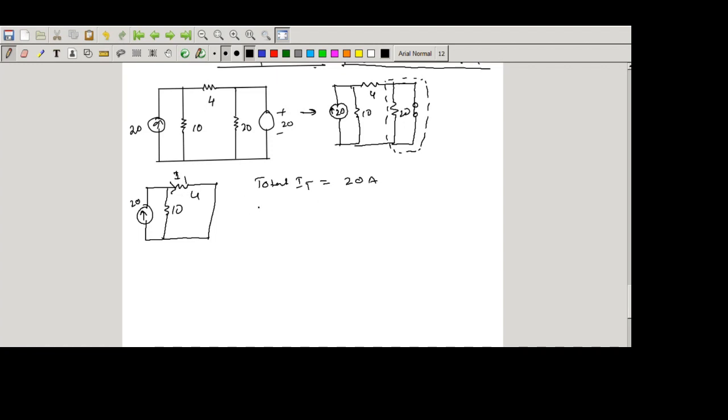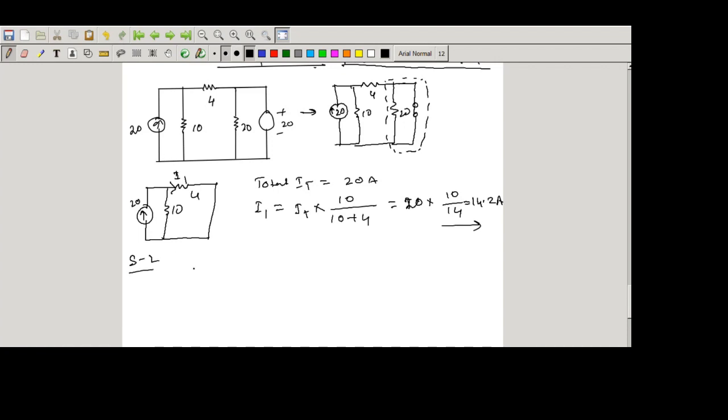Now we calculate I1 equal to total current IT into the opposite branch resistance, here 10, divided by the opposite branch resistance 10 plus the current branch resistance. So that is 20 into 10 by 14, which is equal to 14.2 amperes. Now you can see the direction of the current is this way. Now next, for step 2, we turn off the 20 ampere current source and turn on the 20 volt source.